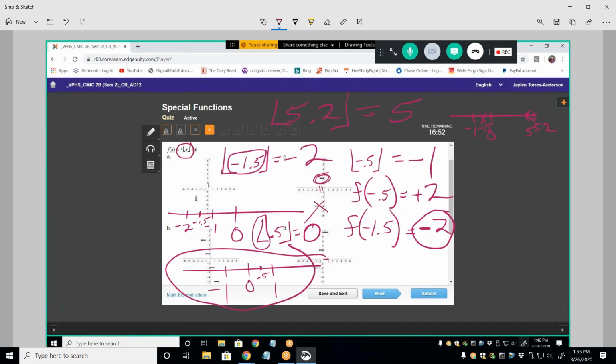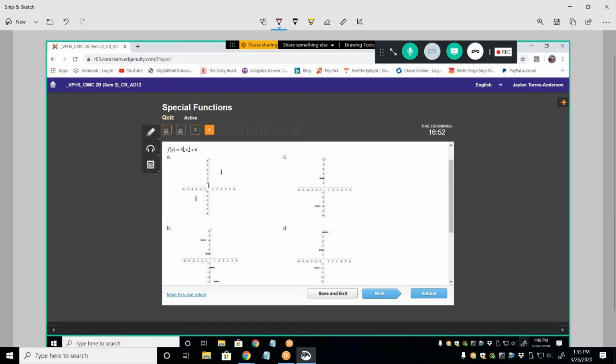So if that is 0, then what is f of that? 6, right? Okay, so f of 0.5 would be 6. Well, so if f of 0.5 is 6, let's see, there's 0.5, it's 6. So far, so good.